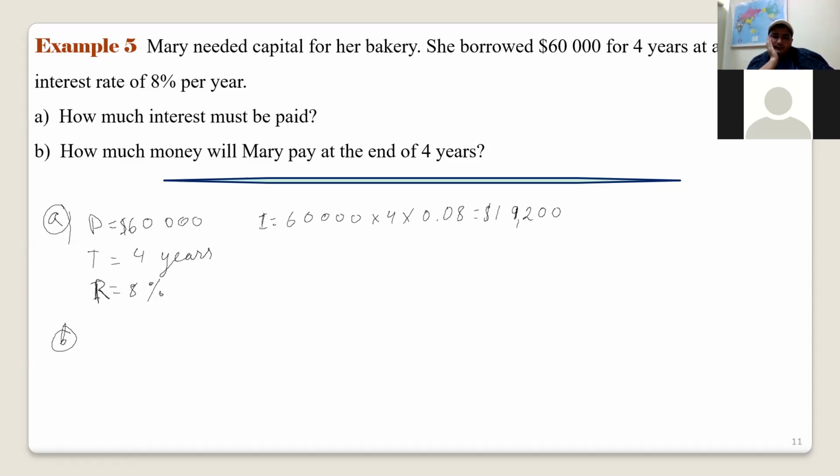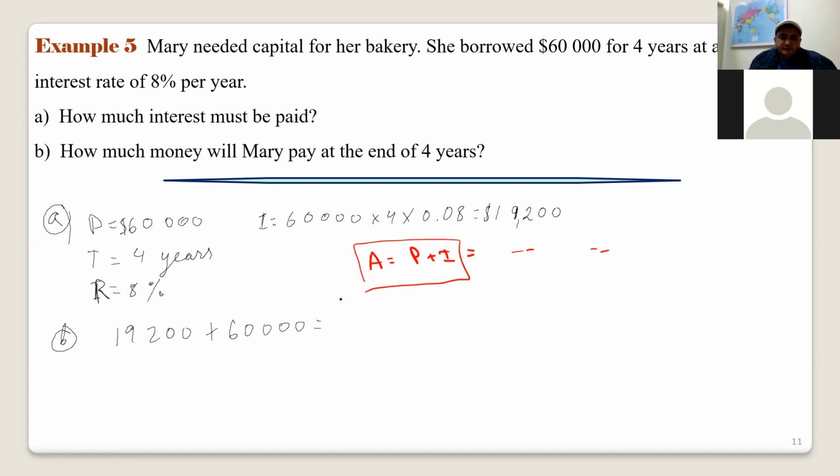Okay, part B. Is that 19,200 plus 60,000? We have to return the borrowed money plus interest. When you're writing, can you also write first how you're evaluating this? Because when you put only numbers, it may not be clear. For you it is clear, but for the person who is checking or grading your exam paper, since we're talking about that amount, let's write A equals P plus I. Then substitute the values and write your answer. From here, I can see you're finding the amount. Okay.